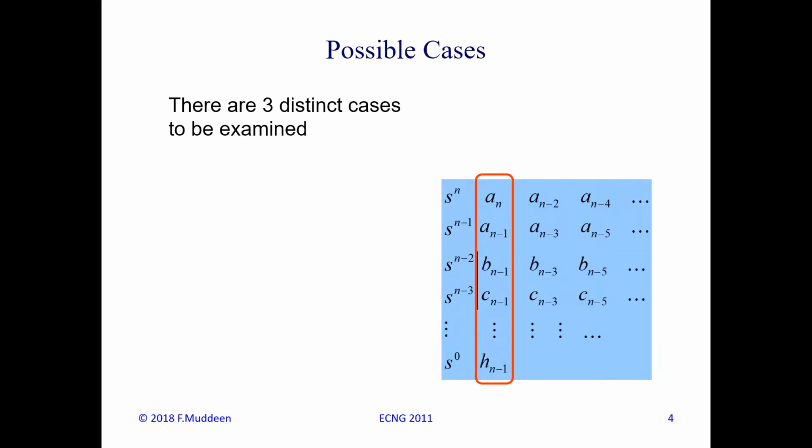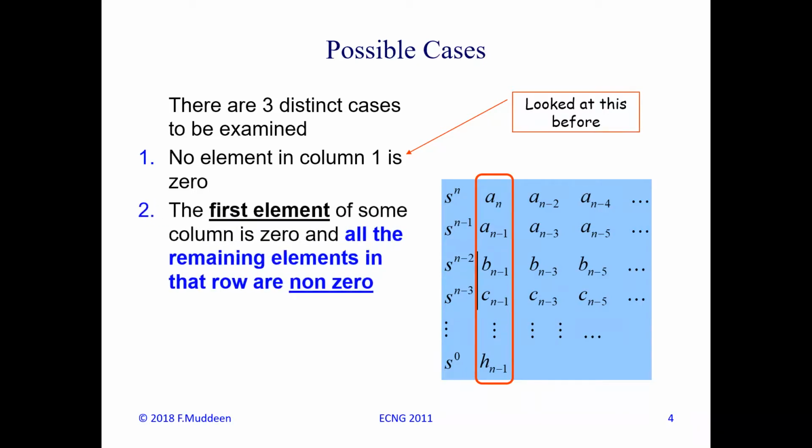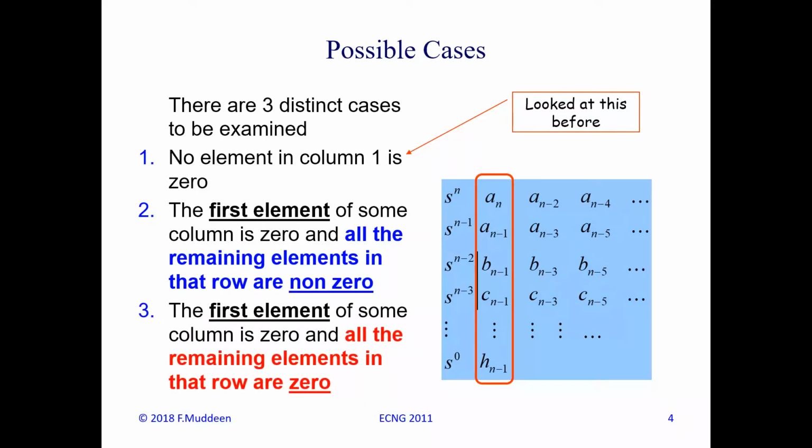So, the first column, when we're watching this, no element in that first column can be 0. This is our first condition. The second condition is that the first element of that column is going to be 0 and all the remaining elements in the row are non-zero. And then the third condition is going to be where all the elements in that row will just be 0 entirely.